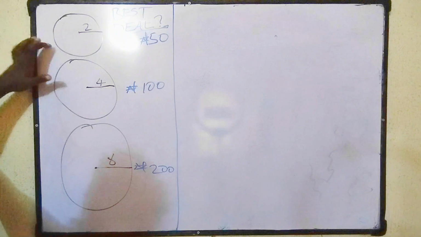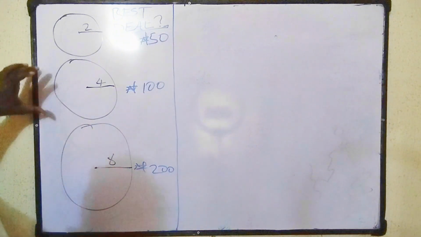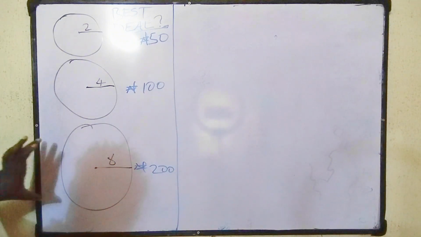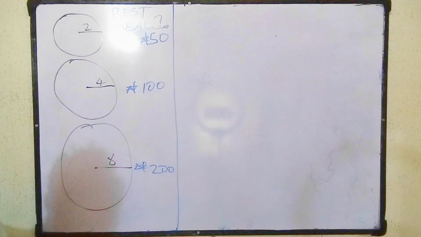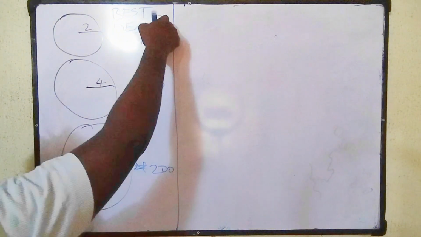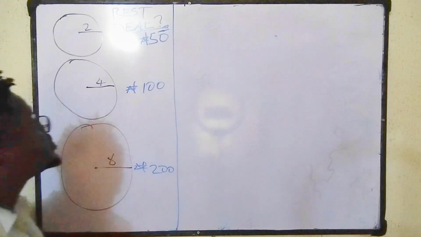We have three batches of pizzas here. A pizza of radius 2 units that costs 15 naira. Another pizza of radius 4 units that costs 100 naira. And the biggest pizza of radius 8 units that costs 200 naira. What are we looking for? We're looking for the best deal here. So what's the best deal?